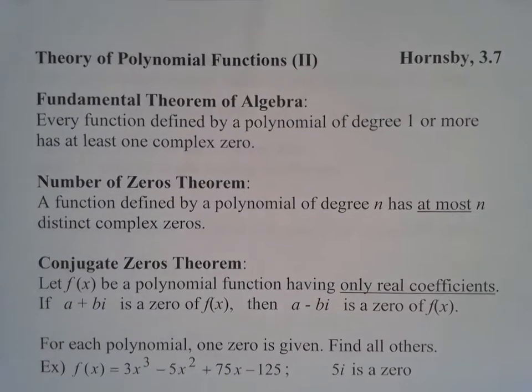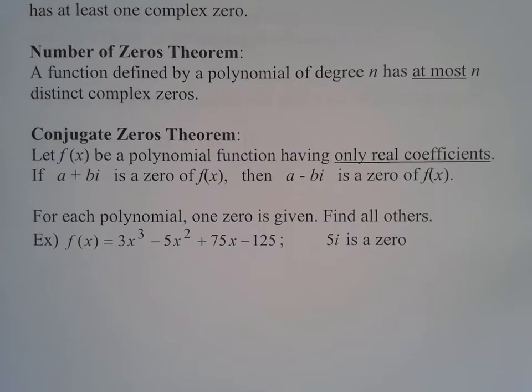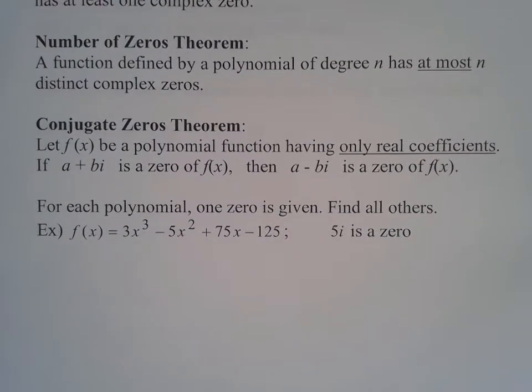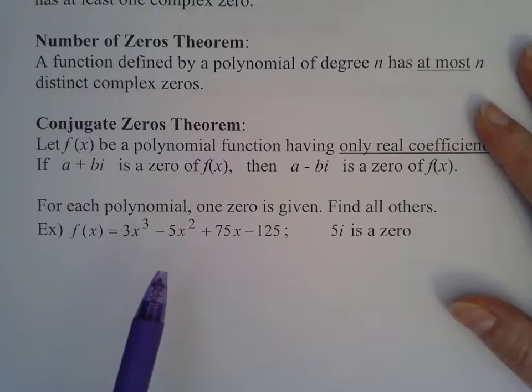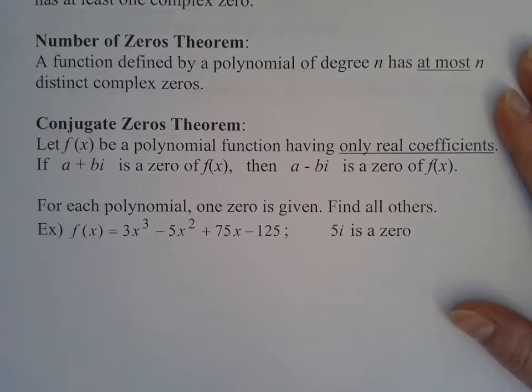Okay, so let's apply that to this example. For each polynomial, one zero is given. Find all of the others. Now we're going to combine what we used in the last video with regards to synthetic division to help us find the zeros as well. To be honest, I haven't tried to see if you could factor this. Maybe you could, but we're going to use synthetic division just to practice that. If you want to go back and do this example by factoring, by all means, go right ahead.